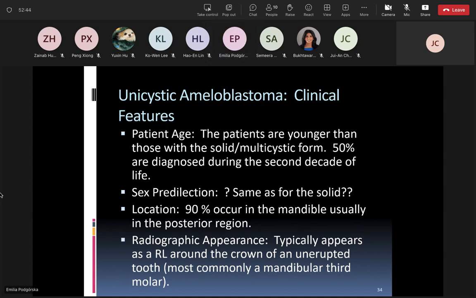Unicystic ameloblastoma. Patient age: patients are younger than those with the solid or multicystic form. 50% are diagnosed during the second decade of life. Location: 90% occur in the mandible, usually in the posterior region. Radiographically, it typically appears around the crown of an impacted tooth, most commonly a mandibular first molar.